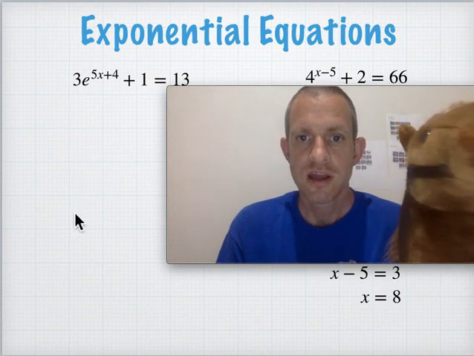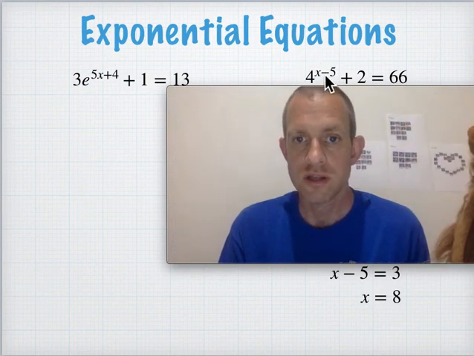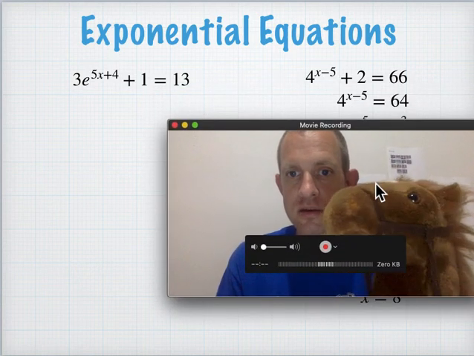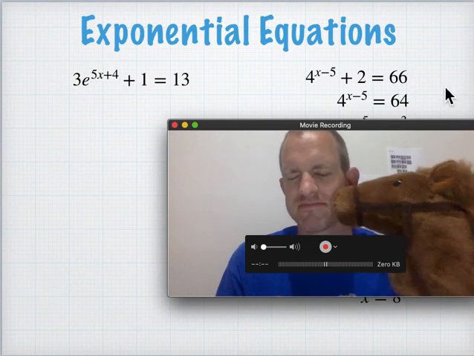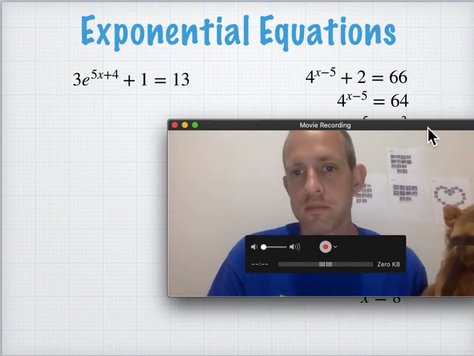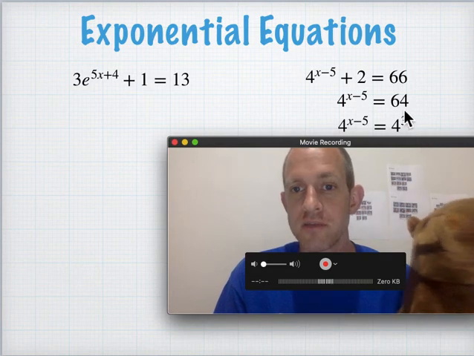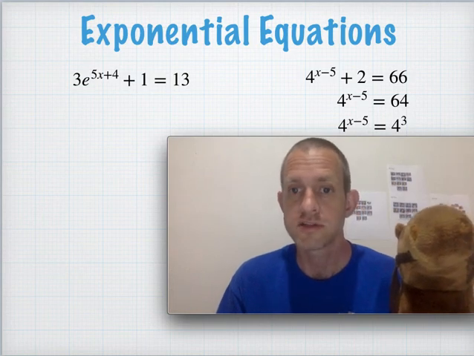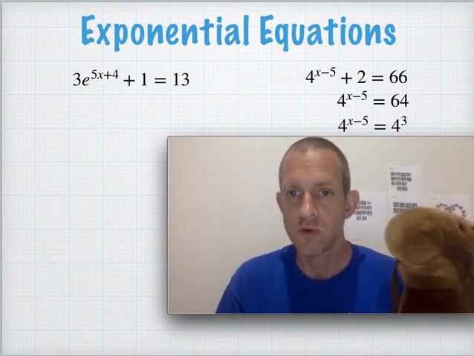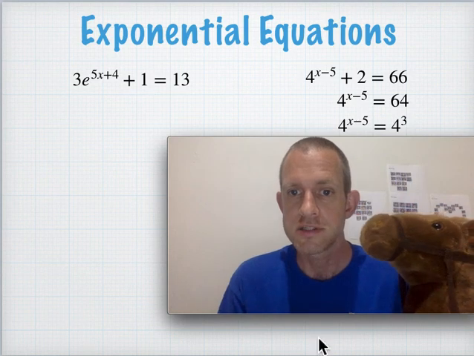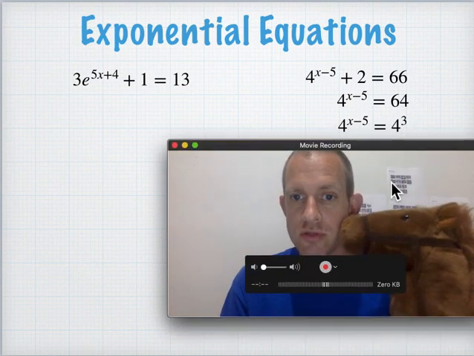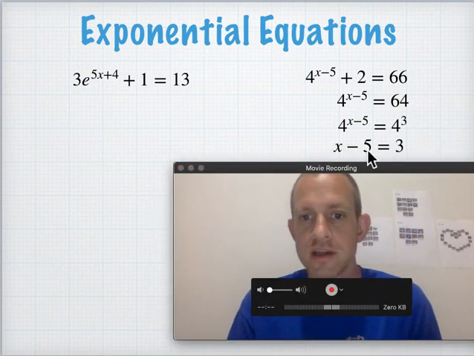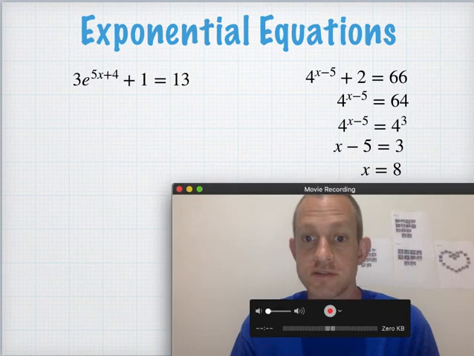So over here, if you try to get this 4 to the x part alone, you'd have to subtract a 2 from both sides. And then you might notice that 64 is a power of 4. 64 happens to be 4 cubed, and so if you knew that and wrote it as 4 cubed, then you could say, all right, x minus 5 has to equal 3, add a 5 to both sides, and you've got one of your answers is 8.